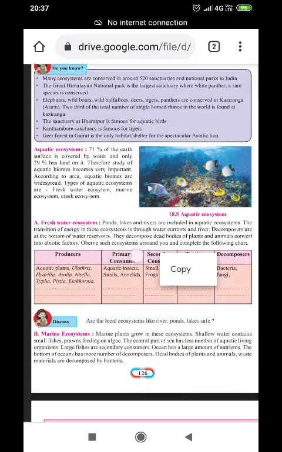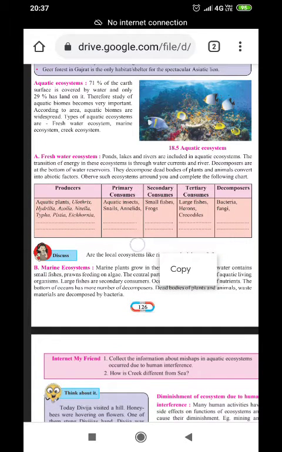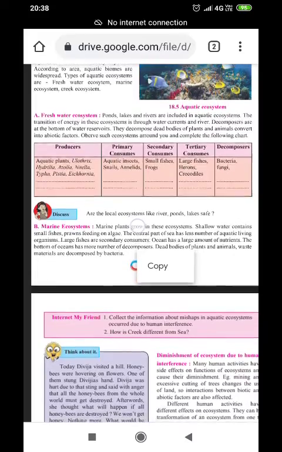The next subtopic of this is aquatic ecosystems. 71% of the Earth's surface is covered by water and only 29% has land on it. Therefore, the study of aquatic biomes becomes very important. According to area, aquatic biomes are widespread. Types of aquatic ecosystems are freshwater system, marine system, and creek ecosystem. So first of all, we'll discuss the freshwater ecosystem.